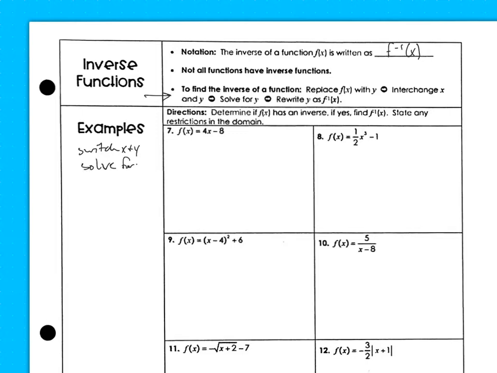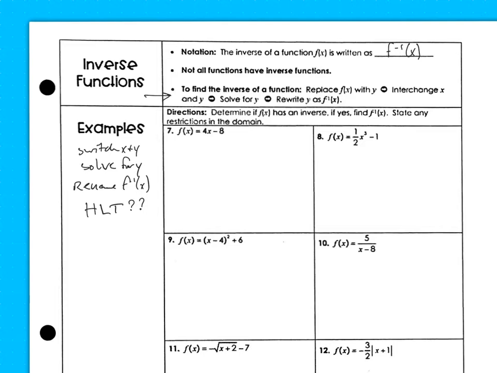Please don't leave it y equals. You have to rename it f inverse, or f to the negative 1. Now, before we can determine if we have an inverse, we have to sort of picture the graph. Does the graph of whatever function we're dealing with pass the horizontal line test? Check that first. If it doesn't have an inverse, then we don't need to find it.